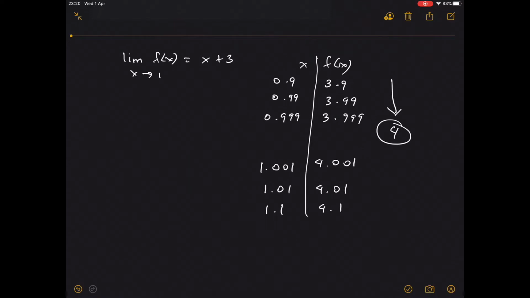Or simply, you can have the limit when x approaches 1 of f(x) equal to x plus 3. You can just simply substitute. So you will have here 1 plus 3 is equal to 4. So the limit is equal to 4. So that's basically the definition of limits. When x approaches the value of c, the limit will be equal to L.